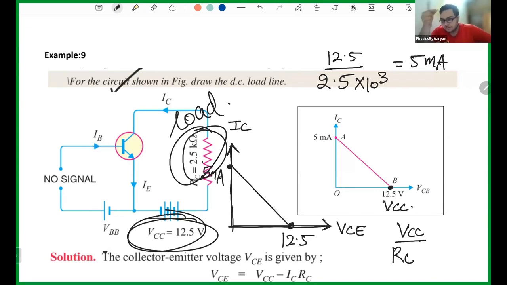So this kind of gives you a reference line, and you need reference lines. Based on that, you can compare with respect to my reference line how my circuit is fluctuating. That is why load line is important.